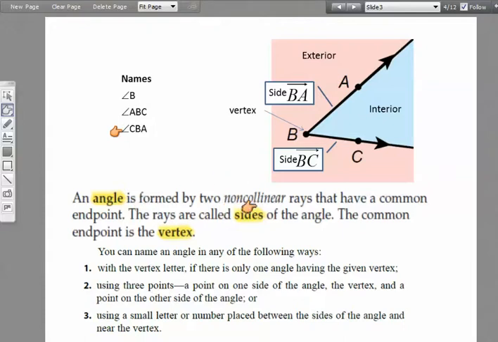As far as the sides are concerned, ray BA is a side and ray BC is a side. When we're talking about them in angles, we refer to them as sides, not rays, but they are rays. Notice here that an angle is formed by 2 non-collinear rays. Remember, 2 points consist of a line, which means they're collinear. Any other points on that line are also collinear. Well, if you look, A and C aren't on the same ray, which makes them non-collinear.